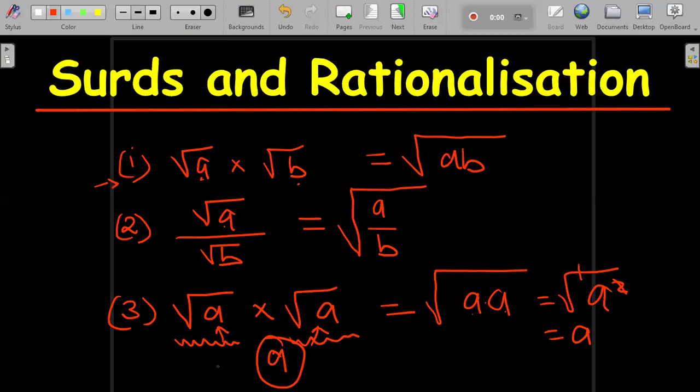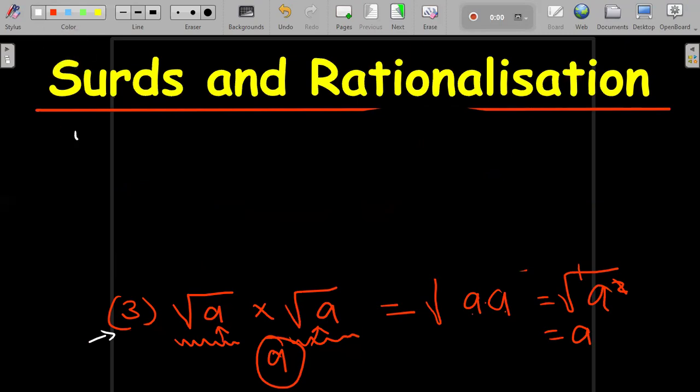Right, so this is the third property that we should know. And then the fourth one involves a combination of the ones that we can see here. So let's create space for the fourth one.